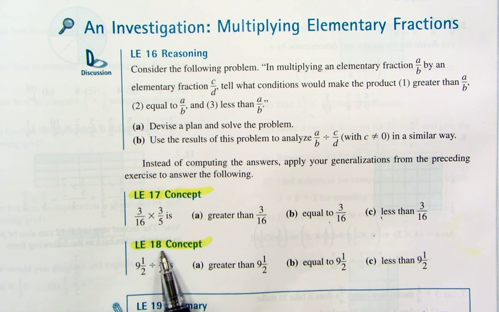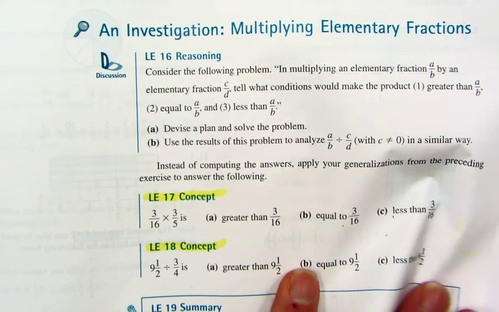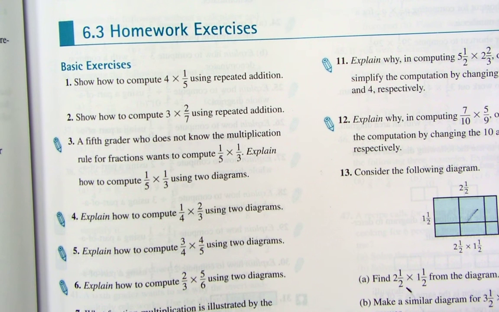In lesson exercise 18, it says 9.5 divided by 3/4. When you divide by something smaller than 1, the thing gets bigger. Or think of this as multiplying by 4/3. It's going to get larger, so that would be greater than 9/2. And that brings us to the exercises themselves.